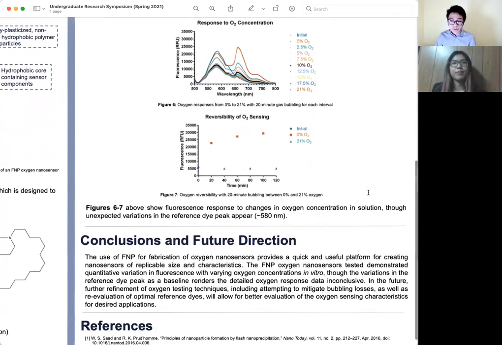In conclusion, FNP is a promising platform for improving the efficiency and scalability of making nanosensors, particularly for oxygen. It seems like it's a promising solution, though with our particular formulation with Di-A as our reference dye, since it varies with oxygen concentration, we don't have a good baseline, making our data kind of unreliable and inconclusive. Our next steps for this project include further refining the oxygen testing techniques and reevaluating the optimal reference dye.